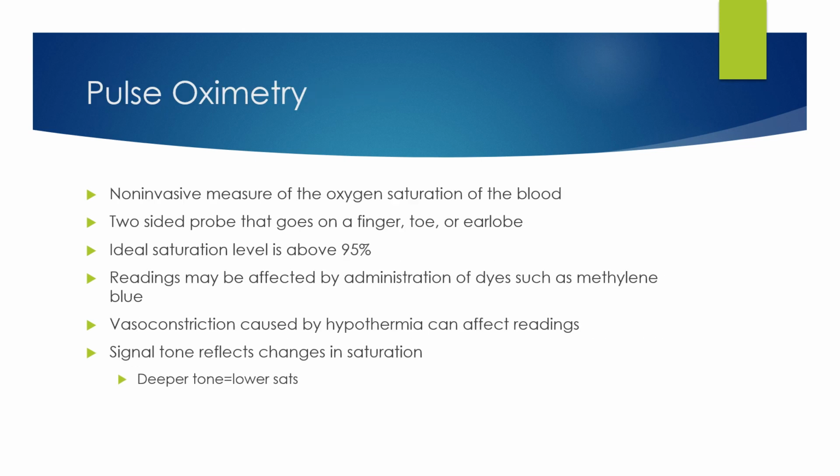All right, pulse oximetry is a non-invasive measure of the oxygen saturation of the blood. It's usually done with a 2-sided probe that goes on either a finger, a toe, or an earlobe. And with that probe, there is red and infrared light that will go through the tissues to the other side and measure that O2 sat. The ideal saturation level is above 95%. And readings can be affected by administration of dyes such as methylene blue. Vasoconstriction caused by hypothermia can also affect those readings.